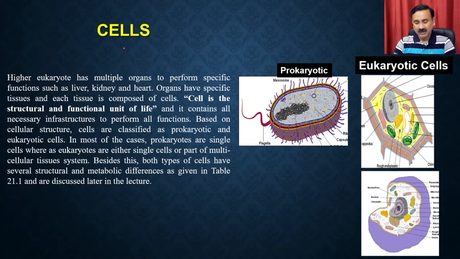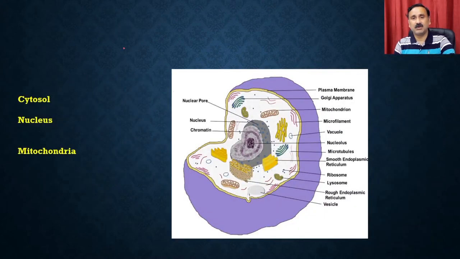In the previous lecture, we discussed the eukaryotic cells, and we took two eukaryotic cells, the plant cell as well as the animal cell, and we discussed several differences between the plant cell and the animal cell. Subsequent to that, we discussed the cytosol, the nucleus, and the mitochondria.